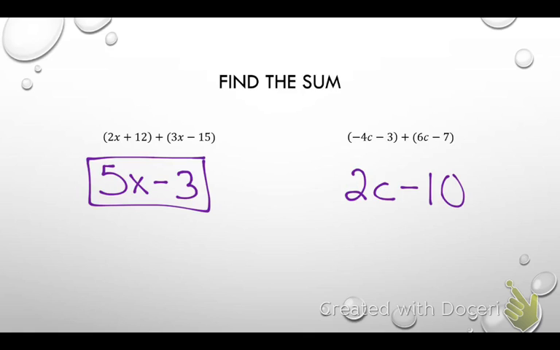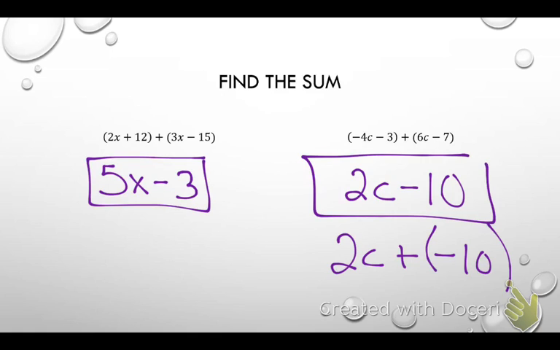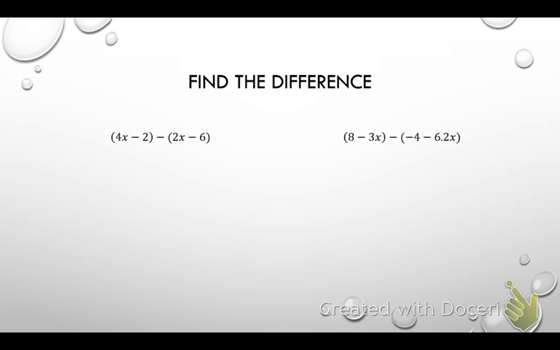2c minus 10. Okay, 2c minus 10. Do you agree with her? No. I had some people say 2c plus negative 10. Would that be okay too? Yeah, but we're trying to get away from the plus negative. So both of them are correct, finding the sum.